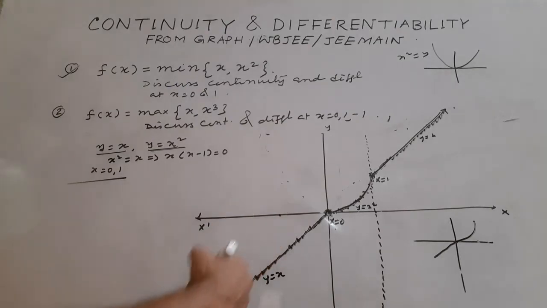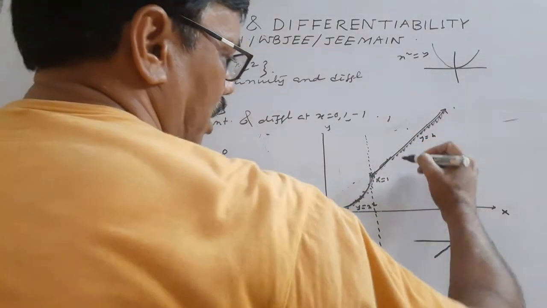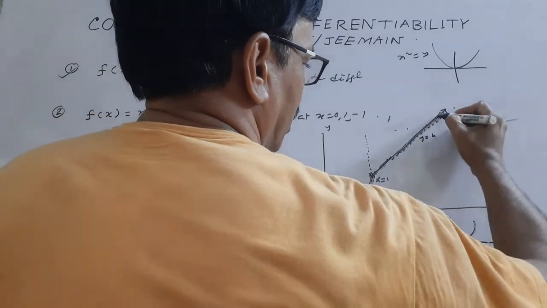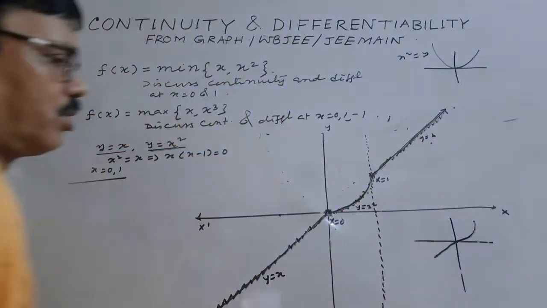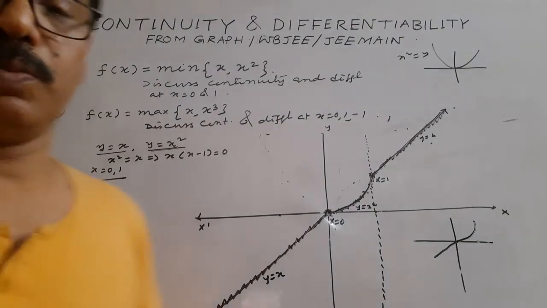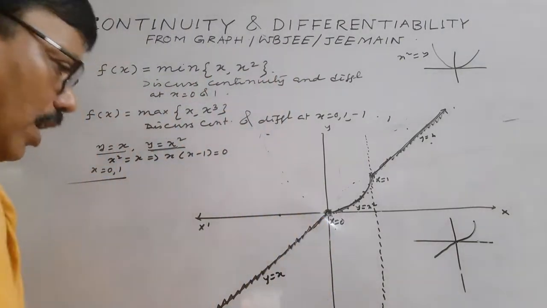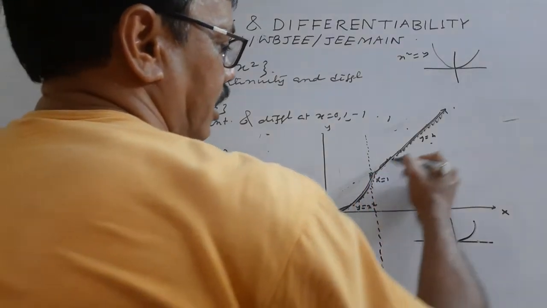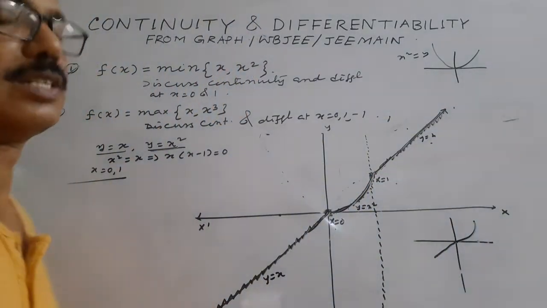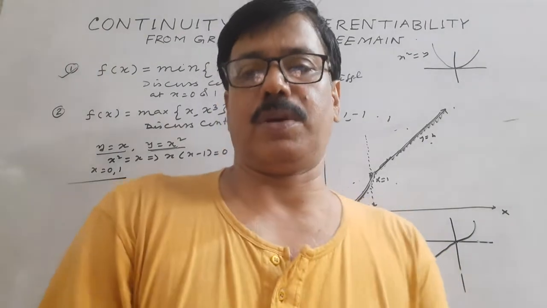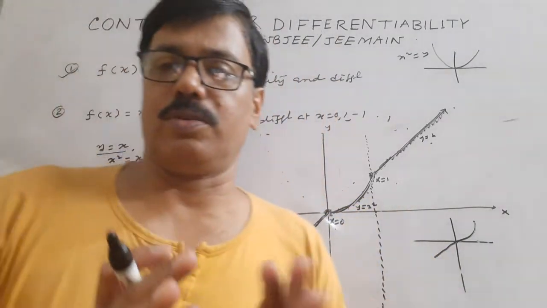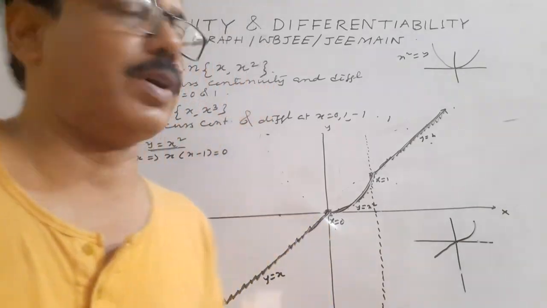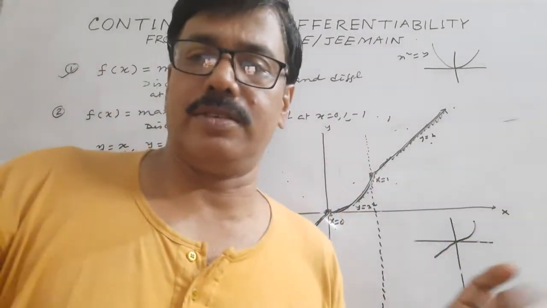Other than 0 and 1, it is differentiable. So look, if we take y equals x, at this point the tangent coincides with y equals x. So the final graph is this one. At x equals 0, it has a sharp edge. At x equals 1, it has a sharp edge. So not differentiable. So the final conclusion is it is continuous but not differentiable at 0 and 1.